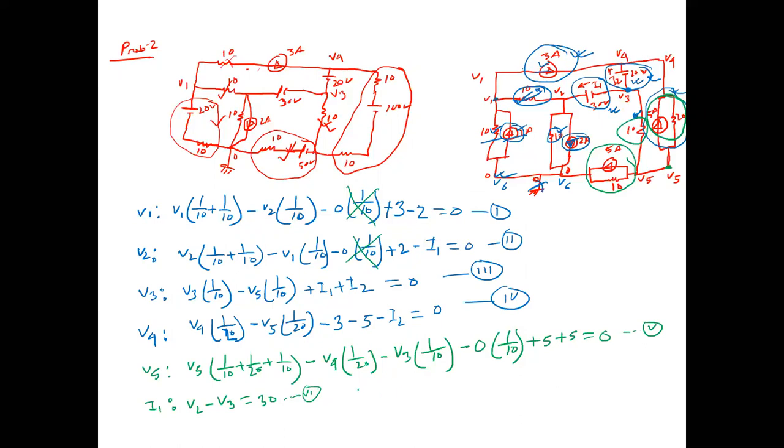Now equation 7. I2 is equal to this positive portion. So V4 minus V3 is equal to 10. Okay. Now the equation 7.